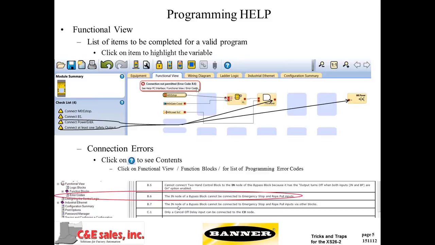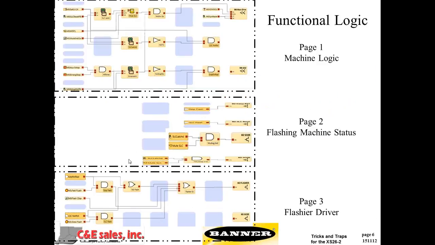If you don't recognize immediately what you're doing and what you have done, you can click on the question mark, and that pulls up the manual. And in the index mode, you can get to the functional view, click on error codes, and that will pull up the manual, actually, which is hiding in the background of your program. And you can look up B6, which is the error we have. And again, it says you may not use bypass mode on an e-stop.